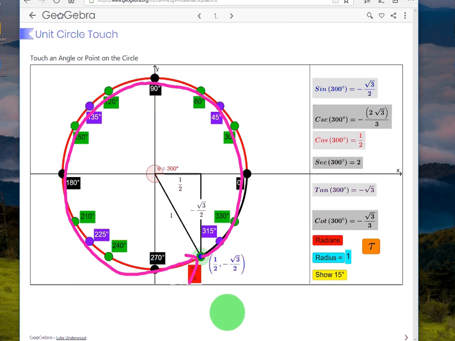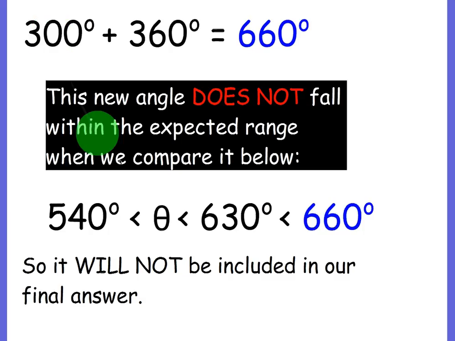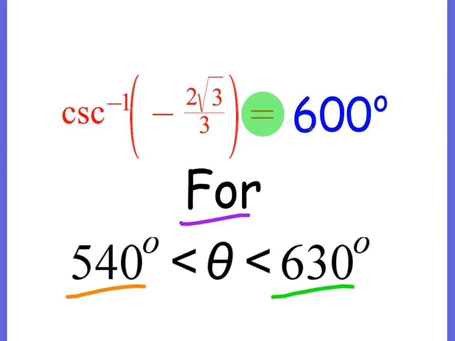So that means we only have one answer here. 600 is the only one that worked, that fell within this range, and therefore cosecant inverse of negative 2 radical 3 over 3 is equal to 600 degrees. Therefore, our answer is 600 degrees. So sometimes only one angle works, and that's okay.